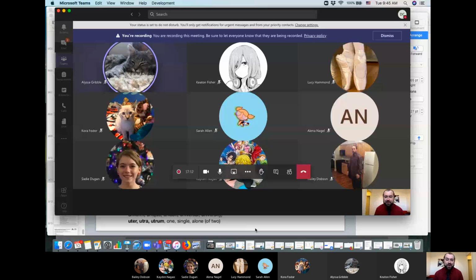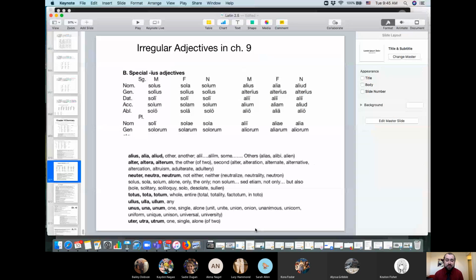All right. Yeah, these adjectives are just weird. It's just these right here: alius, alter, neuter, totus, ullus, unus, uter. Like I was saying, 2.5 kids, I don't think we see them too much after. They show up every once in a while. So what's weird about them?